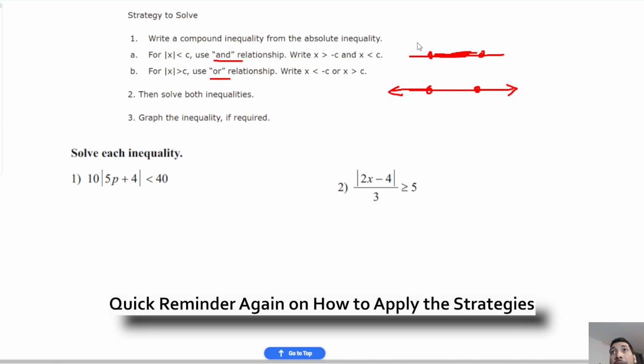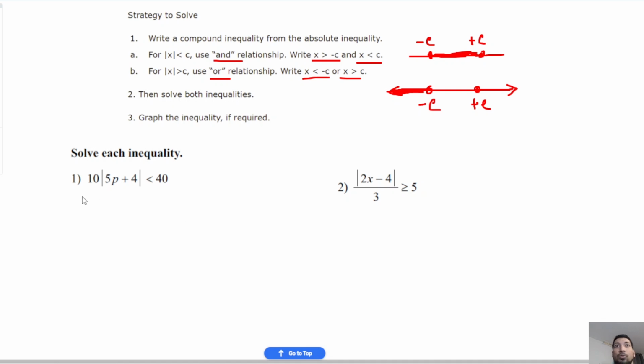Now technically this value is -c and this value is +c. Since this region is greater than -c, we have x greater than -c, and since this region is less than +c, we have x less than +c. For the or part, we have this region which is x less than -c, and for this part we have x greater than +c. Now let's try number 1.